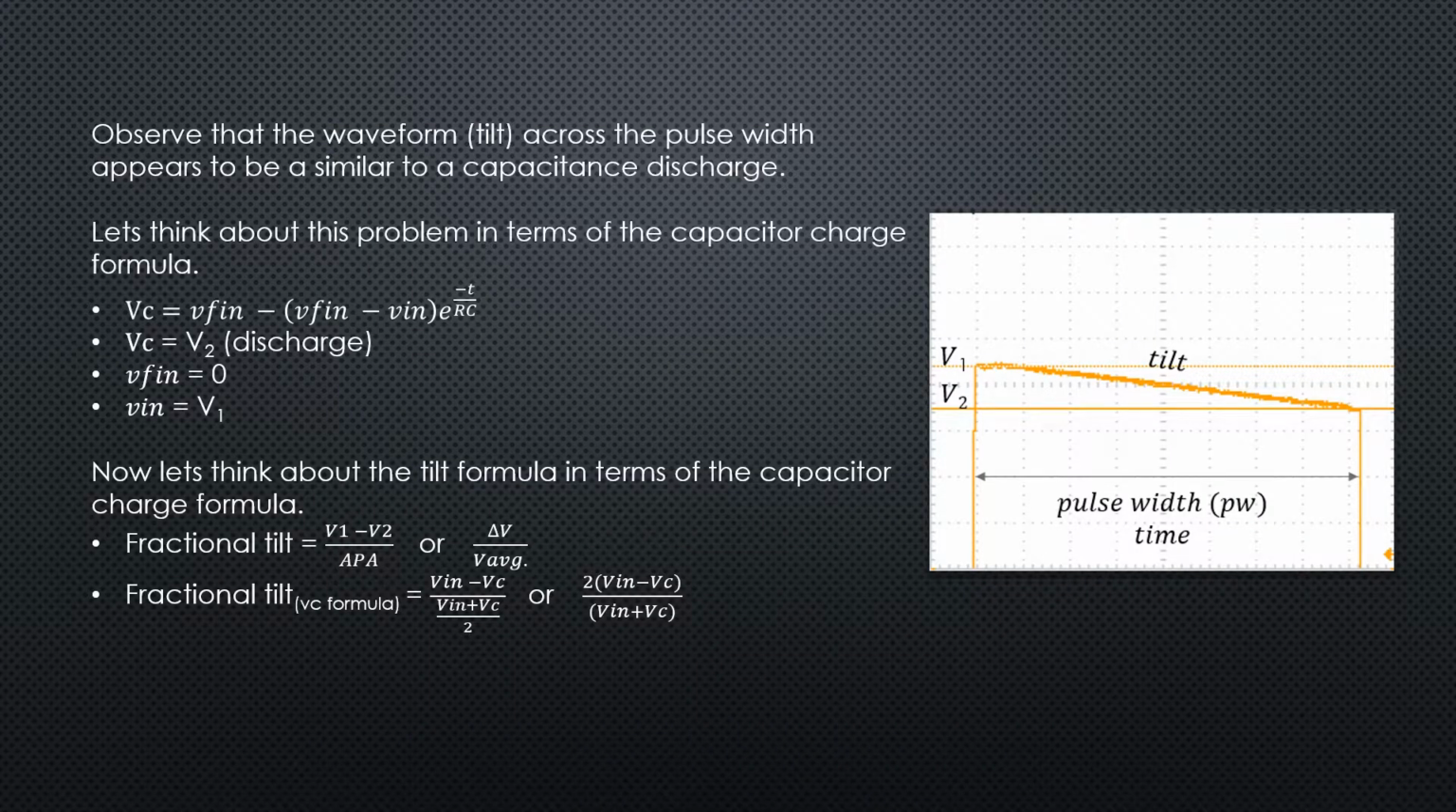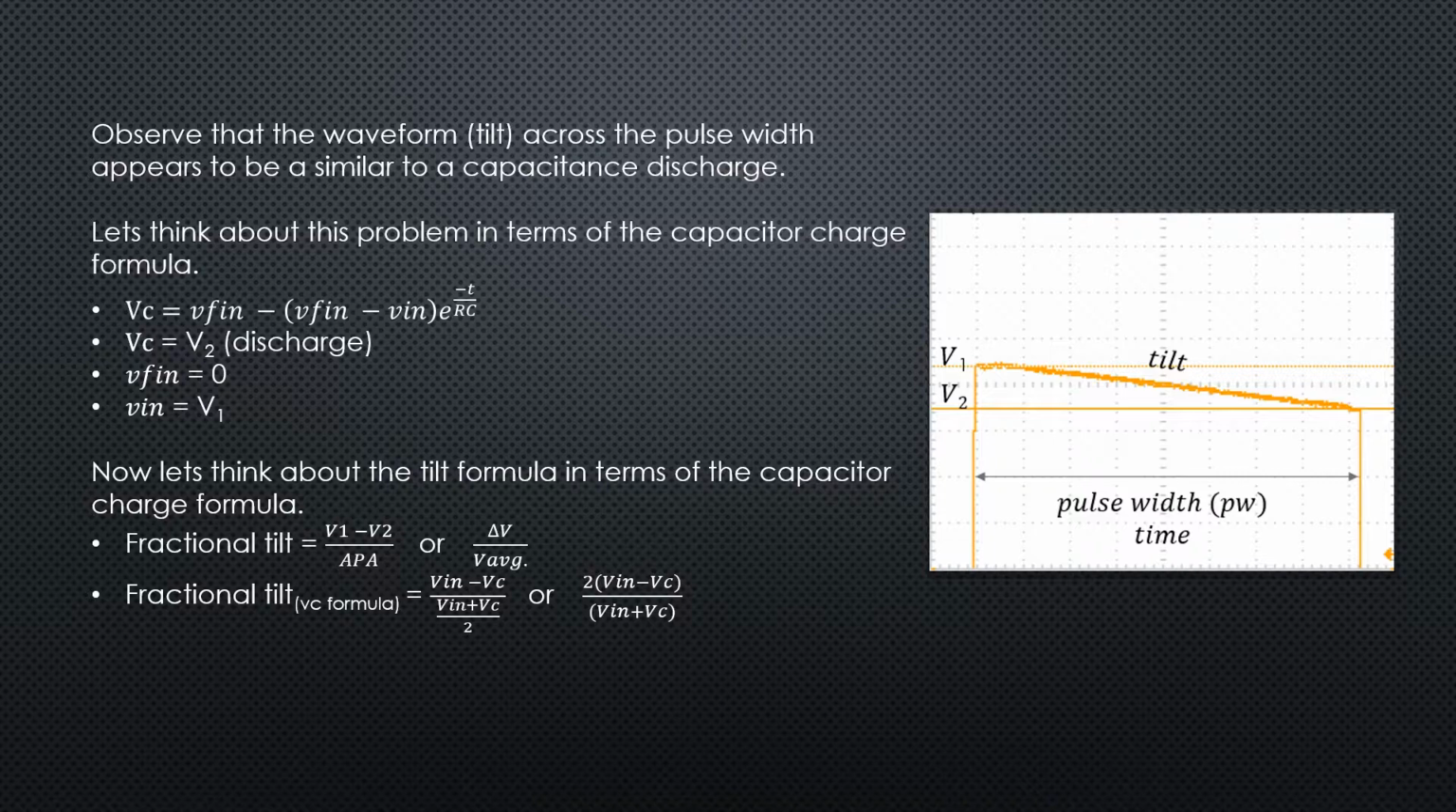Okay, so we're looking at our waveform, and we should observe that between V1 and V2, it looks like a capacitor discharging. And now we can relabel or reassign those voltages. V2 would be VC and V1 would be the V initial. And that gets those in terms of our voltage charge formula.